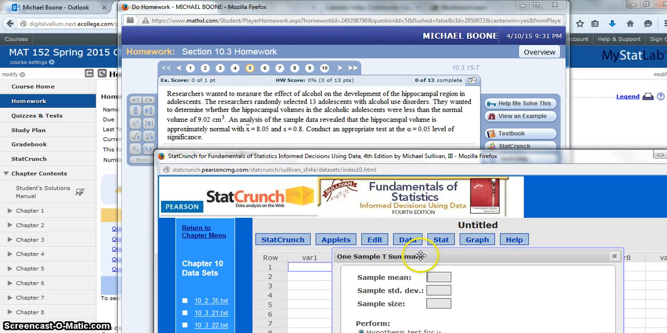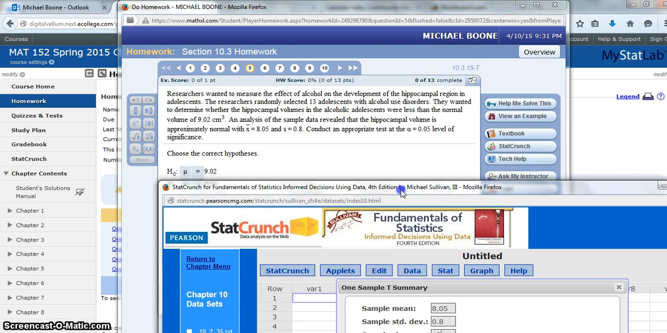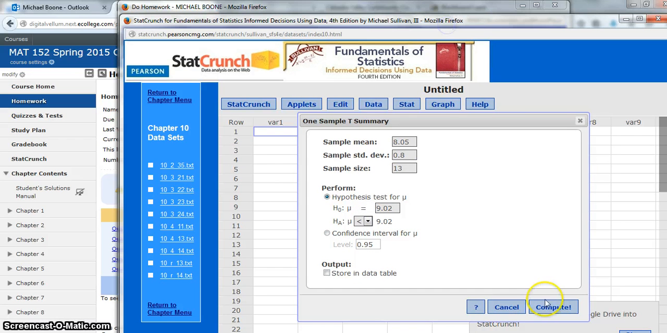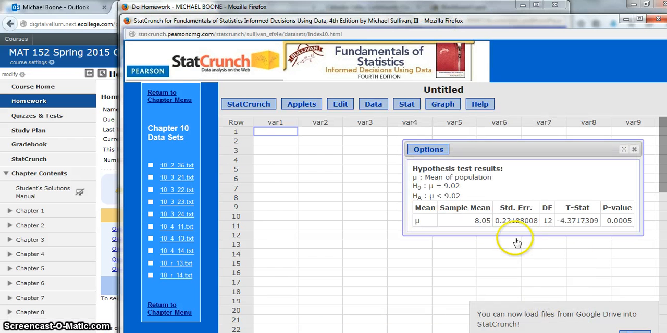So let's fill all these numbers in. My sample mean was 8.05, my sample standard deviation was 0.8, and my sample size was 13. Now again, the null was believed to be 9.02, and we said less than 9.02. Once we get here, we can go ahead and compute, and it'll give us our test statistic. I'll tell you kind of what that means, even though the main thing is to know a p-value. So our test statistic is negative 4.37.